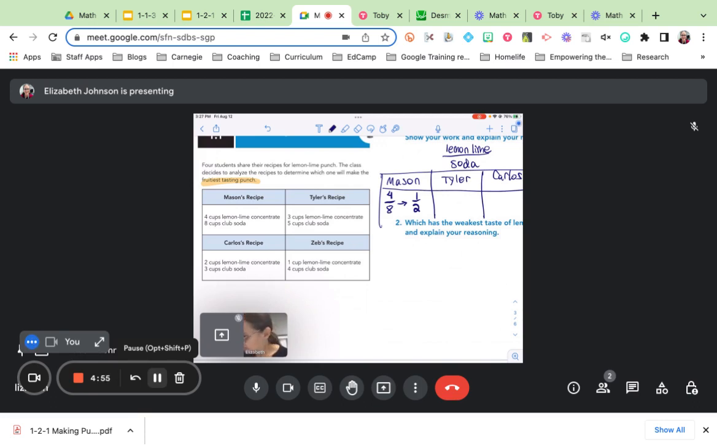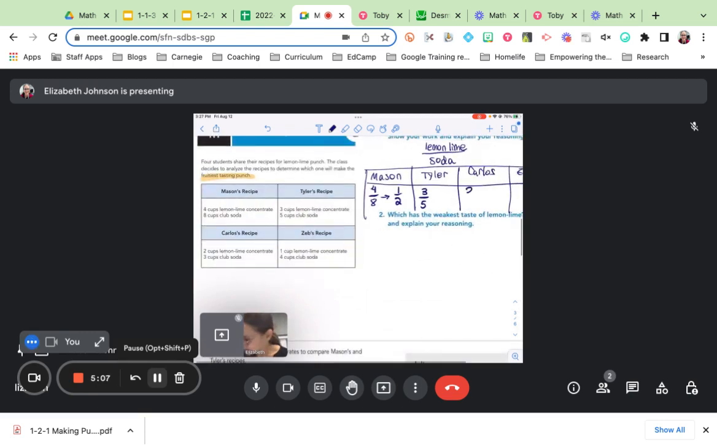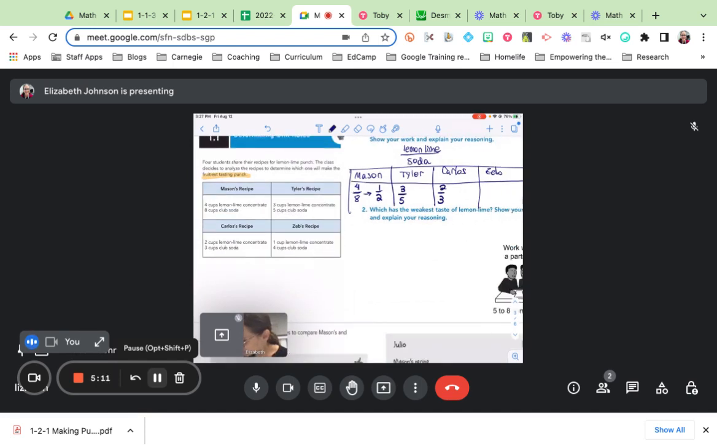How about Tyler? Well, Tyler has a ratio of 3 to 5. No simplification necessary here. That's a simplified fraction. Let's look at Carlos. His is 2 to 3, and Zeb's is 1 to 4.